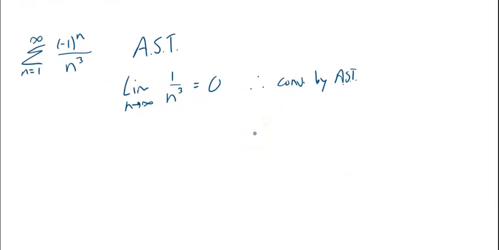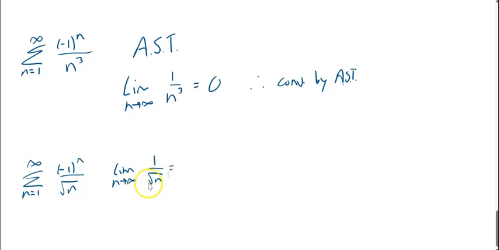So let's do another one that's going to use alternating series. Sigma n equals 1 to infinity of negative 1 to the n over root n. This is an alternating series, and what I'm going to do is look at the limit as n goes to infinity of, without the alternating piece, 1 over root n. And again, the square root of an infinitely large number is still an infinitely large number. So we're going to have an infinitely large number in the bottom, which is again going to make it go to 0. And therefore, this also converges by AST.